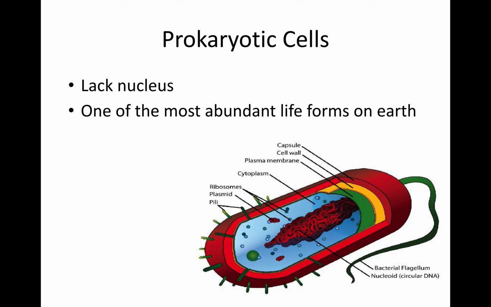Prokaryotic cells are one of the most abundant forms of life on Earth. You have these in your nose, in your ears, in your stomach, in your gut, on your skin. They are everywhere. They're on the tables that you're sitting at right now, the floors, the walls, the doorknobs, in the air, everywhere.